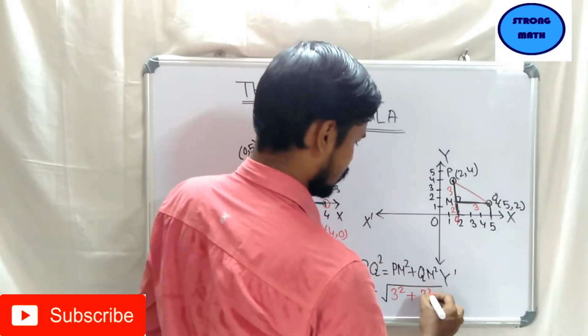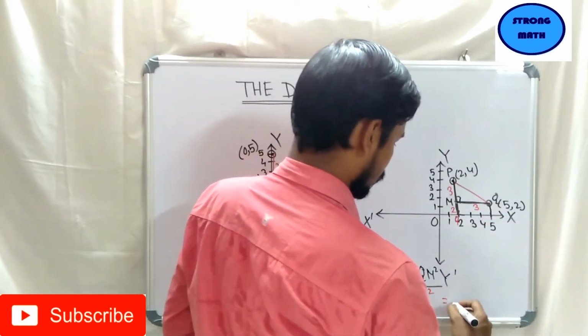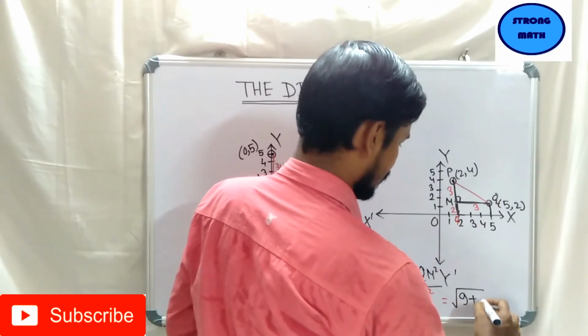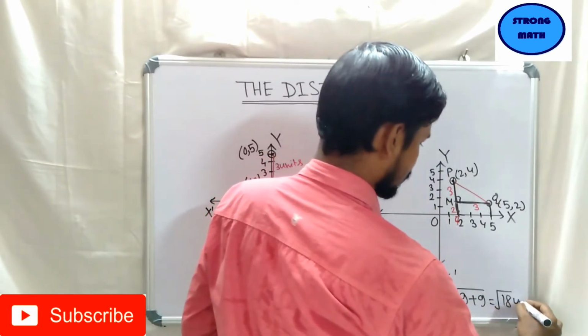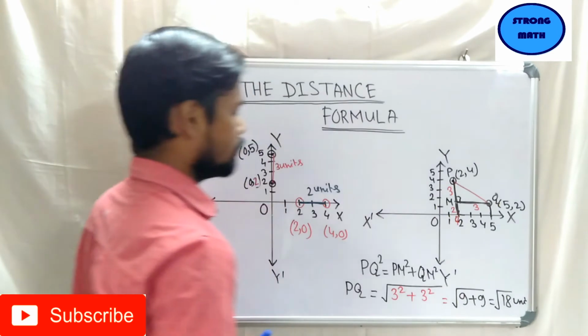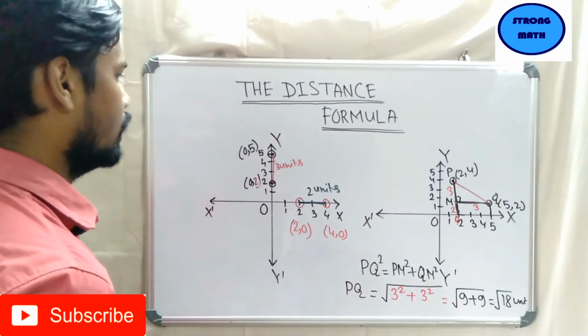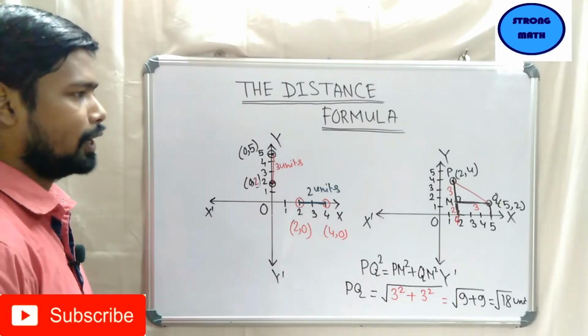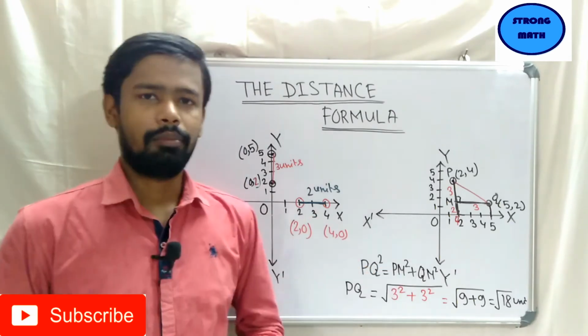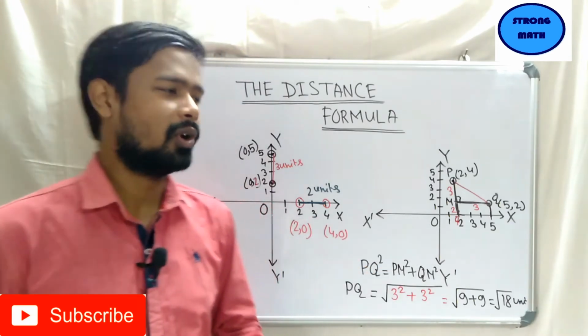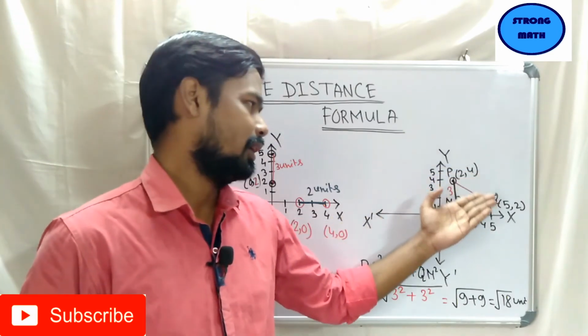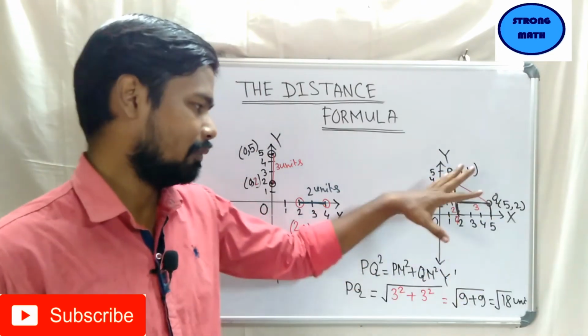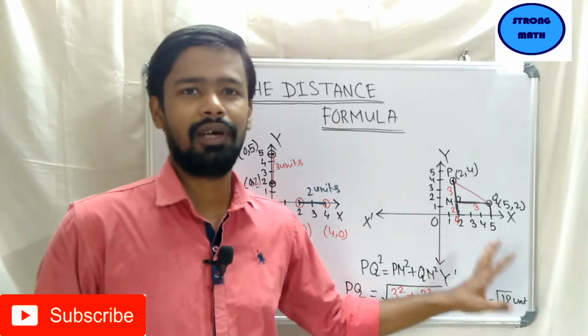So this is also 3 square. So we have root under 9 plus 9, root 18 units. In this way we can calculate the distance between any 2 points. But all the times we can't draw the triangle, and by applying the Pythagoras theorem we can't evaluate the distance.